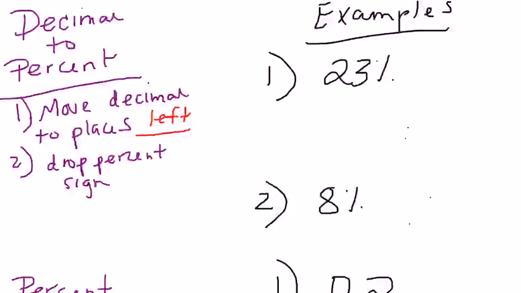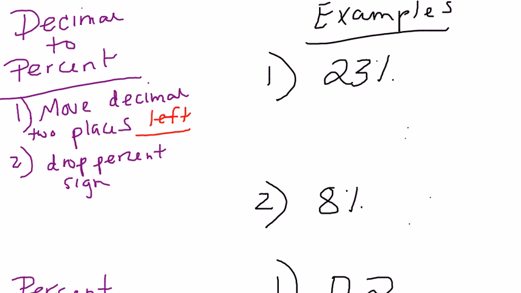Okay, today we're going to be talking about changing a decimal to a percent and then a percent back to a decimal. So let's start with decimal to percent. Okay, and I have two steps for you. First step, we're going to move our decimal place 2 places left. Okay, and then once we have done that, our second step is to just drop the percent sign.